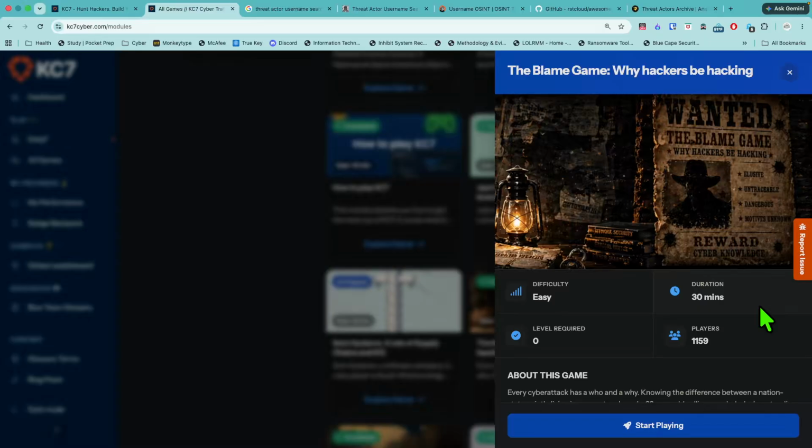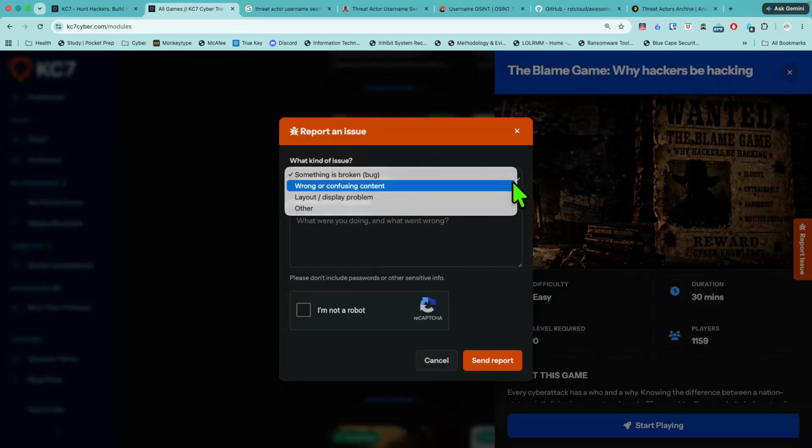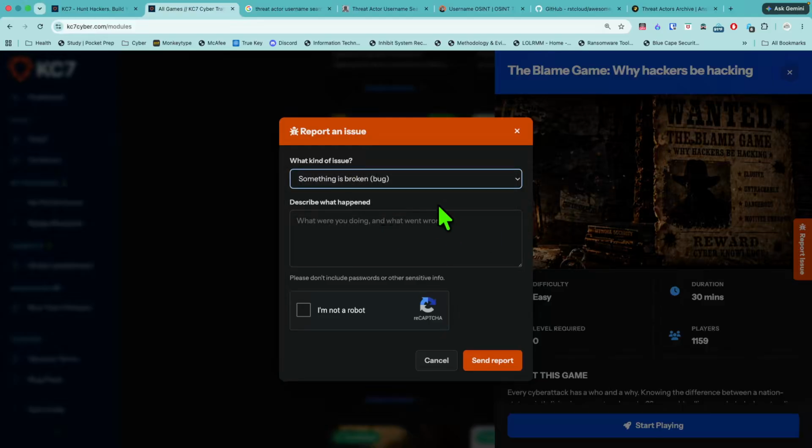Also, the games have really helpful and beneficial features, so I'm going to discuss one of them. One of them is report issue, so you click on this. It lets you report any issues you're having with this game, such as something being broken, wrong or confusing content, a layout display problem, or other, and then you can describe what happened. For safety purposes, please don't include passwords or other sensitive info, then do the CAPTCHA correctly and send the report. A KC7 team member will be more than happy to help you out with the issue that you are encountering.